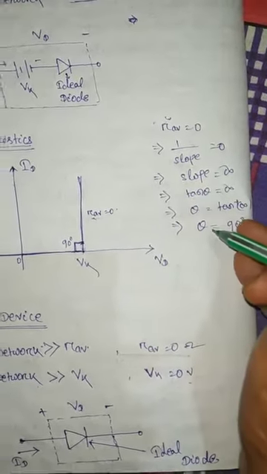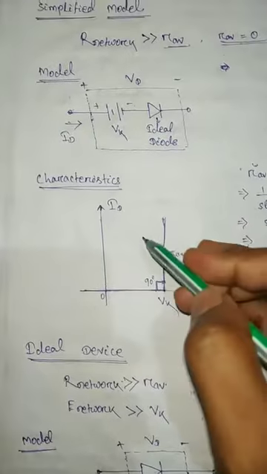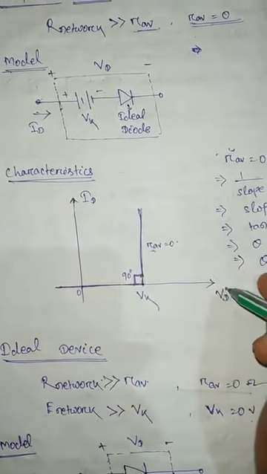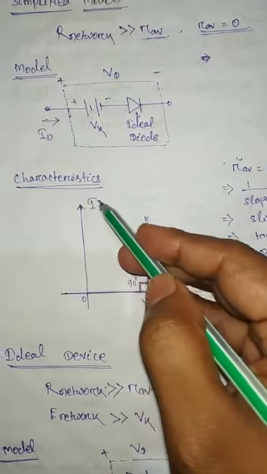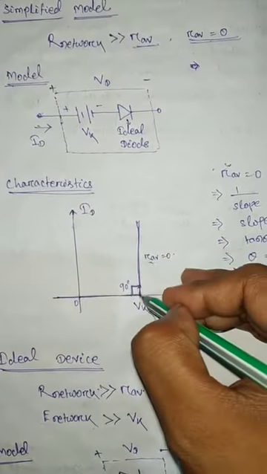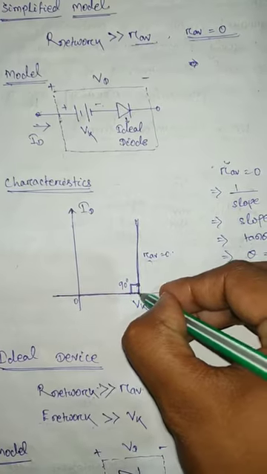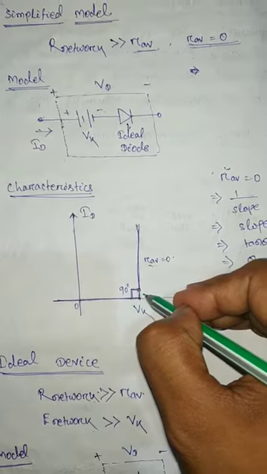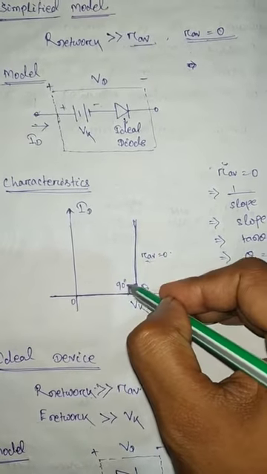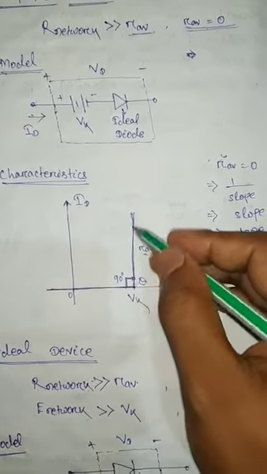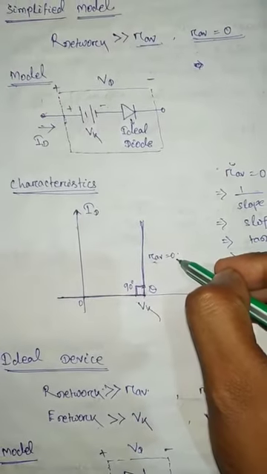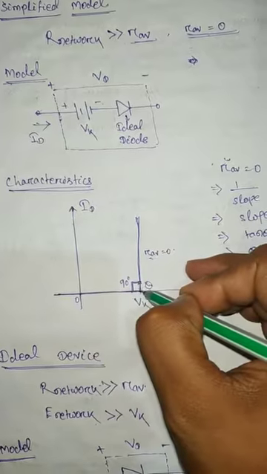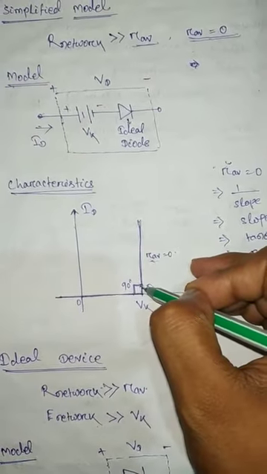By using this, if you plot the VI characteristics for this model, the x-axis represents the voltage Vd, and the y-axis represents the diode current Id. This voltage represents the barrier voltage or knee voltage, and theta is represented here. Theta is 90 degrees here, and this line represents Rav equal to 0. This is almost a straight line through the Vk.